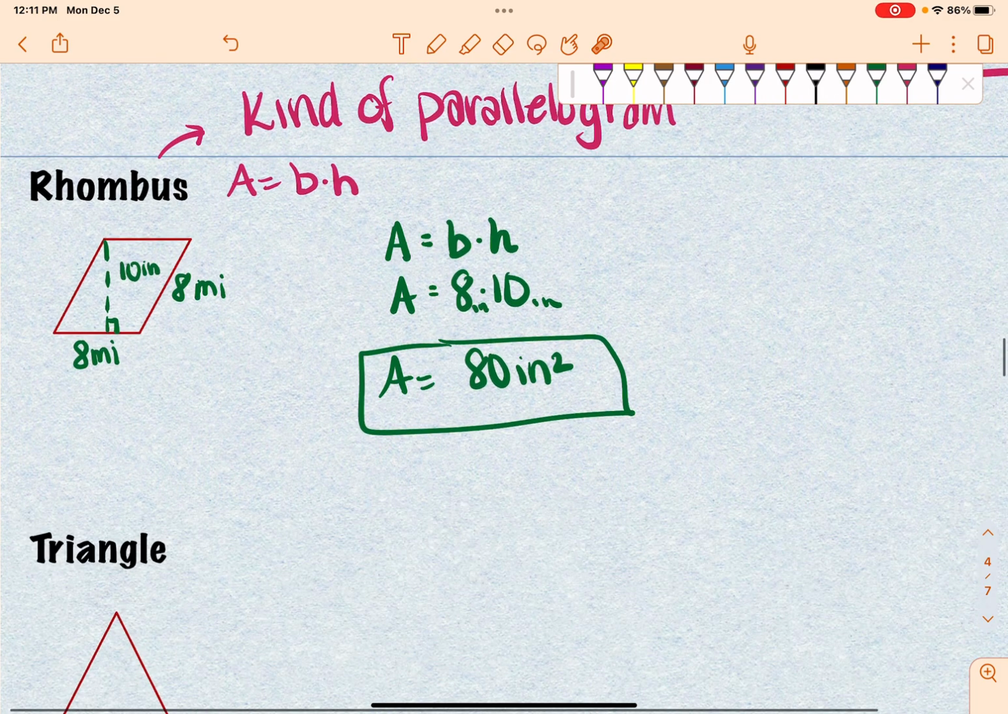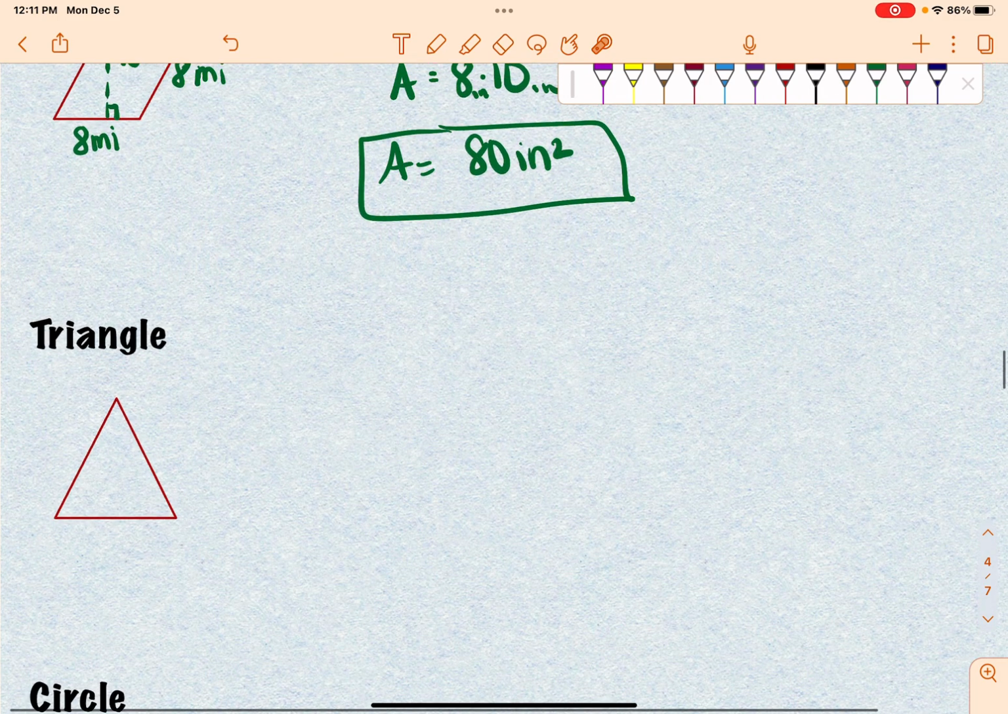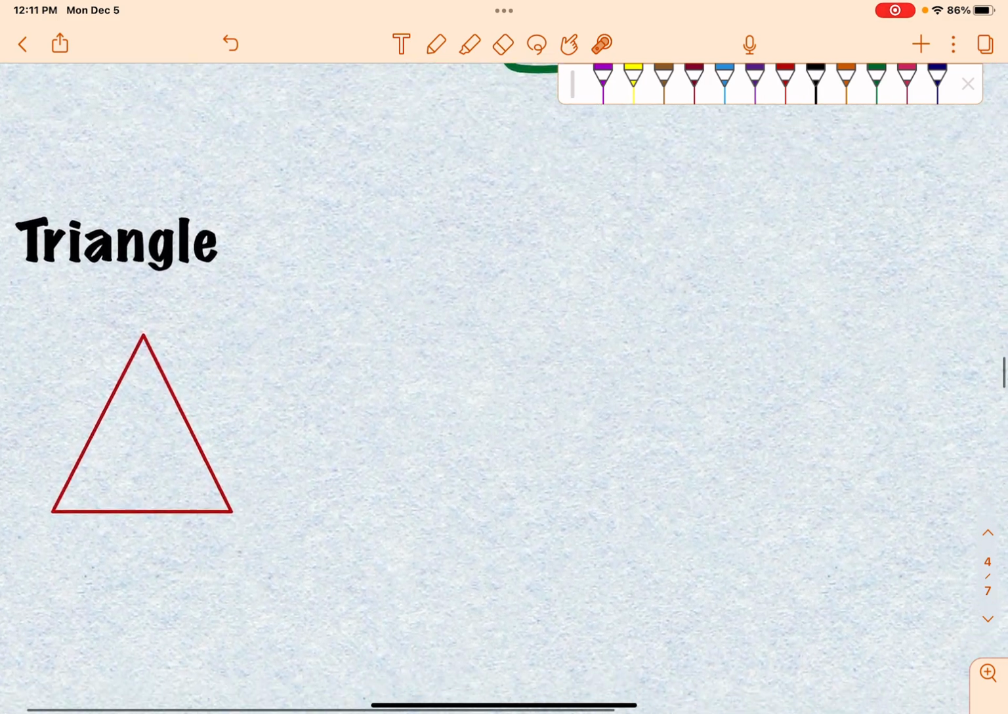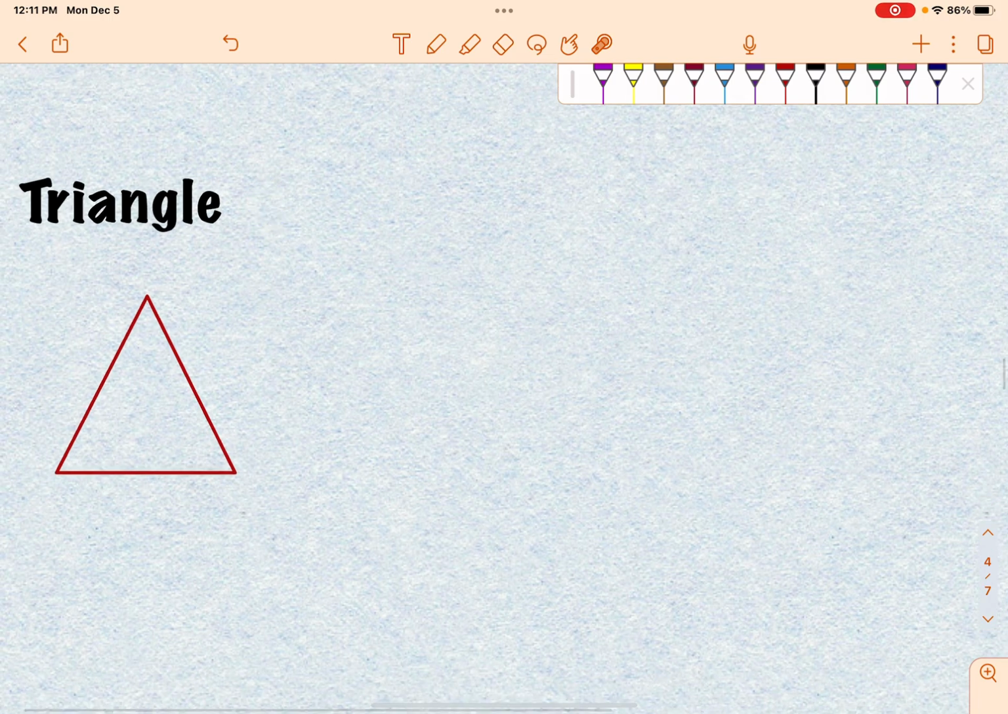Okay, one more piece we're going to look at, or two more, I guess, is triangle and circle. So with triangle, my formula is 1/2 times the base times the height.